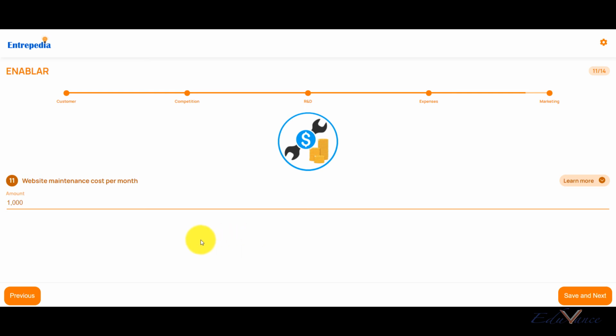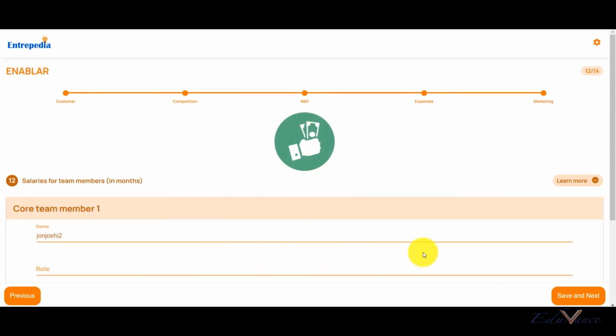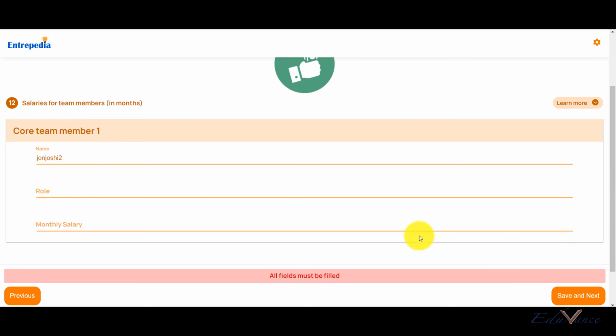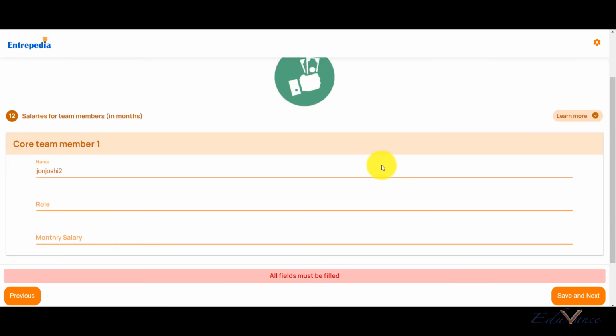Now, what have we understood here? On Entrepreneurship, for your company, which is Enabler, how do we enter the website development cost and the web maintenance cost? Okay, guys. Now, in the next section, we will quickly look at salaries for your core team members. Core team members are the people who are starting the company. Okay. In case you want to do that, I will come to that. And then we will look at the important aspect of sales and marketing.